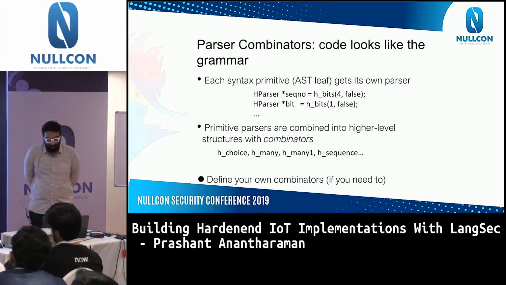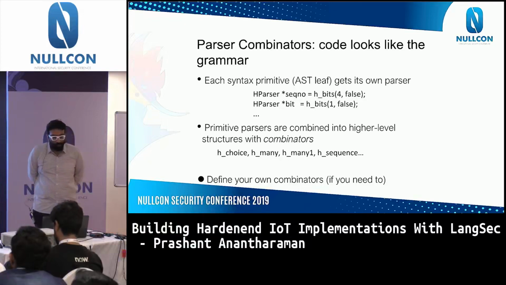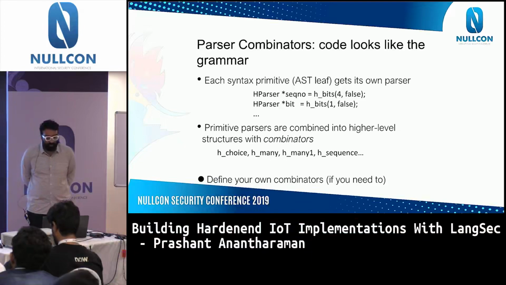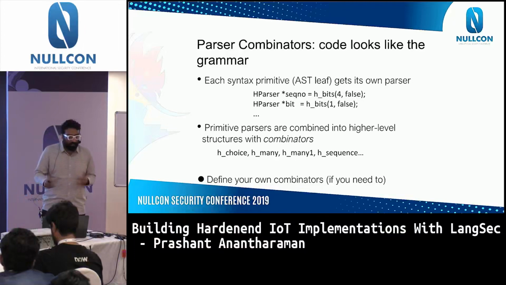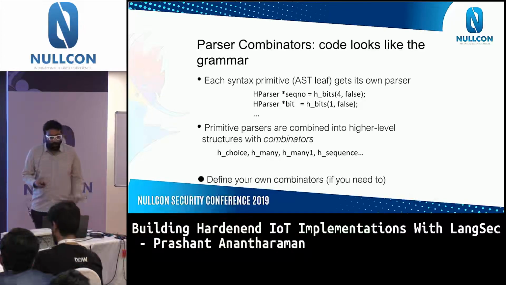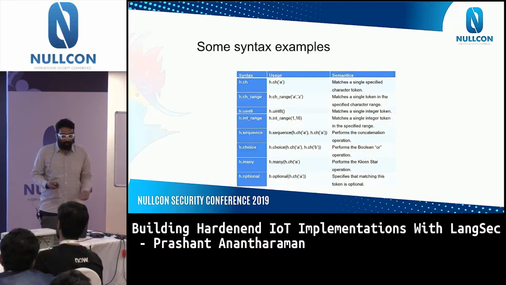In this particular example, you can see that you can have a sequence number that's exactly 4 bits long. It doesn't have to have byte boundaries or 8-bit boundaries. That's not really necessary here. You have primitives, which are bits, bytes, uints, and so on. And then you also have combinators, like choices, many, or sequences, to actually group them. We also have a pretty decent API to implement your own combinators, although I don't think it's necessary, but you could if you wanted to.